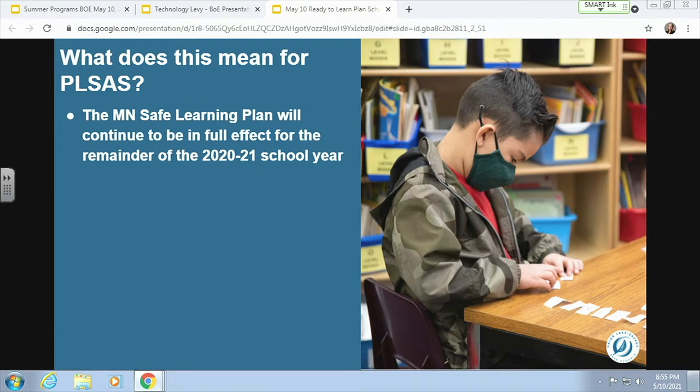MDH and MDE have made it clear that the Minnesota Safe Learning Plan that we've been following all year remains in place for the rest of the school year. So that means that many of the things that we've been doing throughout the year will remain in place for our final 4 to 5 weeks with students. Now, there are some minor changes and some things we want to point out.